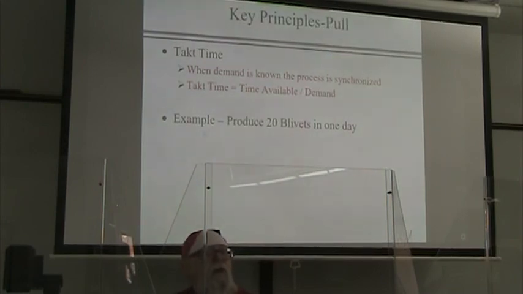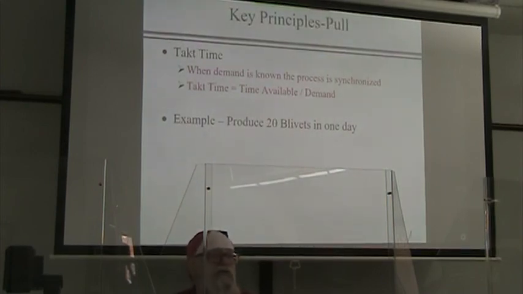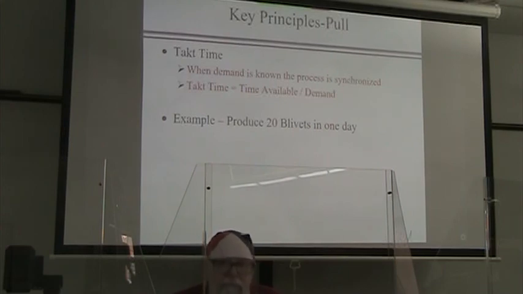All right, so I'm going to do a real super easy example. The example is we have to produce 20 blivets in a day. All right, so who can tell me what a blivet is? A blivet is a technical term that means 10 pounds of horse manure in a 5-pound bag.